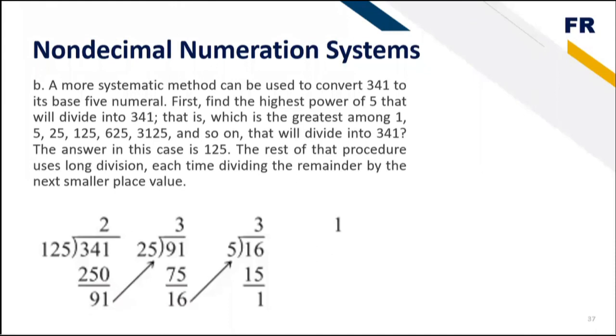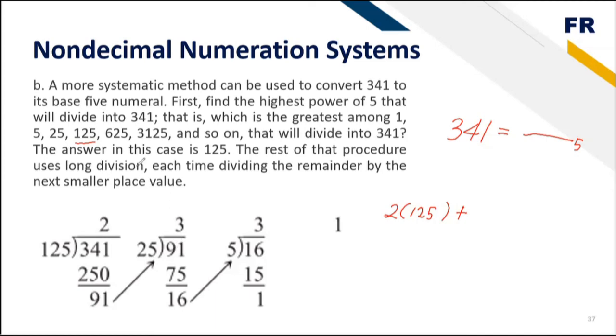So dito sa letter B, yung given natin ay 341 base 10, then convert to base 5. Okay, first find the highest power of 5 that will divide into 341. So ang pwede ay yung 125. So if we divide 341 by 125, we have 2. So meaning, meron na tayong 2 times 125 plus, then yung remainder ay 91.